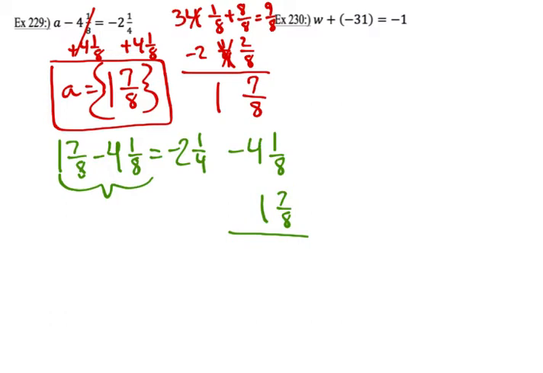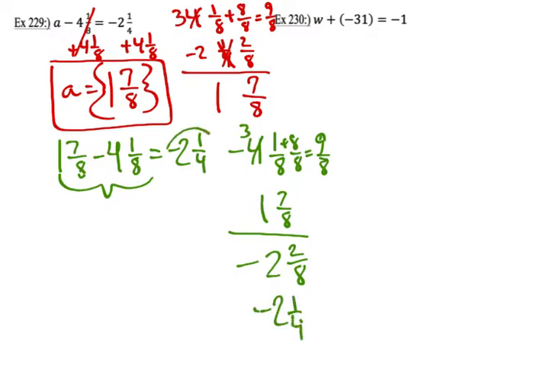1/8 minus 7/8 cannot be done, so I'm going to have to borrow. So I've got 9/8 minus 7/8 is 2/8. 3 minus 1 is 2. Of course, that needs to be negative because the negative is 1 there. 2/8 reduces to 1/4. So negative 2 1/4, that's exactly what's there. So negative 2 1/4 equals negative 2 1/4. That is true. So that has been properly checked.